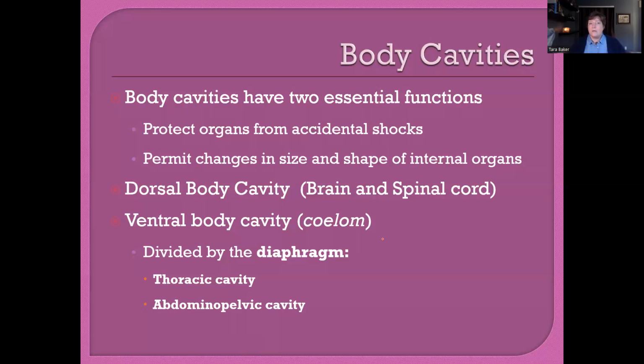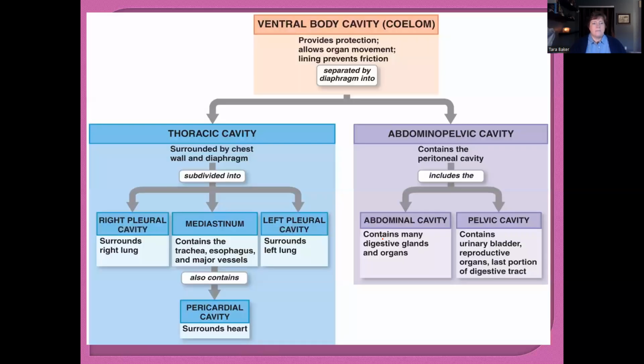Now, within the ventral side, we also have some different cavities. So we have a thoracic cavity, which is going to be the cavity that's entirely enclosed inside your chest wall. And then we have the abdominal cavity, which is going to be below the chest, and it's going to contain all your digestive organs and things like that.